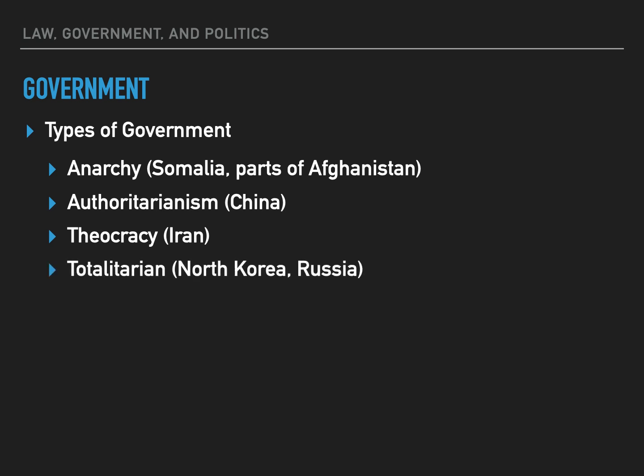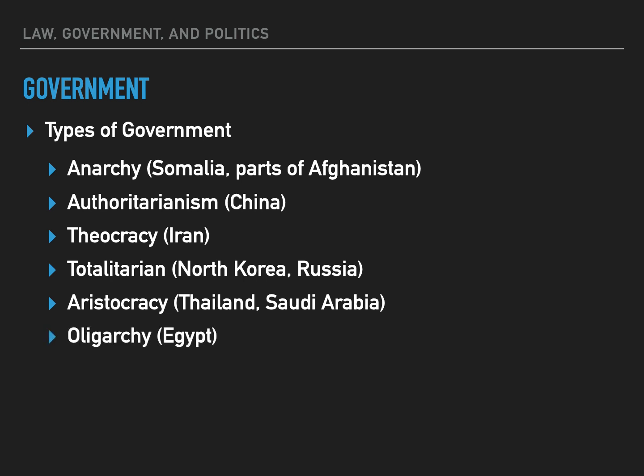A totalitarian government is rule by a dictator. Think of North Korea or Russia. An aristocracy is government by an upper-class minority. We see this in Thailand and in Saudi Arabia. An oligarchy is a government by a powerful few, sometimes the military, like in Egypt.